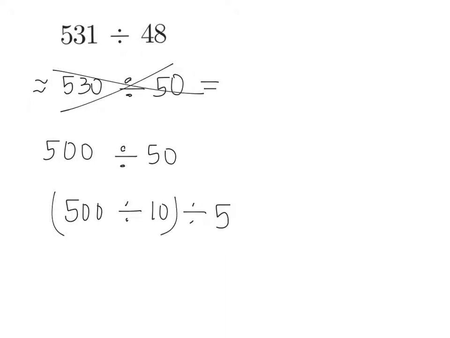Let's do this part first. What's 500 divided by 10, everyone? 50. And then I have divided by 5. So how much is in each group? 10. Talk to your table group.